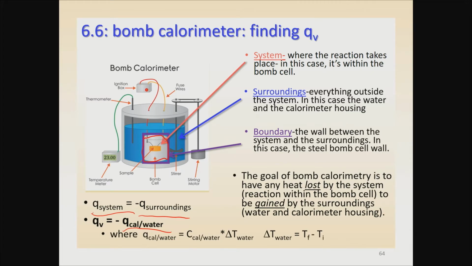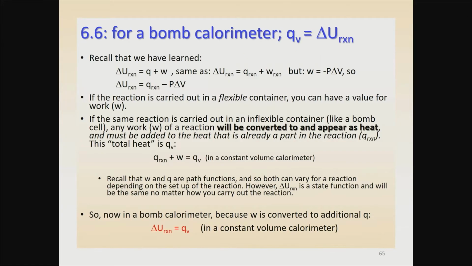You probably want to find out what QV is. And so if you know Q cal water, you can figure out QV. How do you figure out Q cal water? All you do again is take the general heat capacity of the calorimeter water system and multiply it by the temperature change of the water. So your goal in bomb calorimetry is to find the heat at a constant volume. And the reason you want to find that is because the heat at constant volume is equal to the change of internal energy of the reaction.